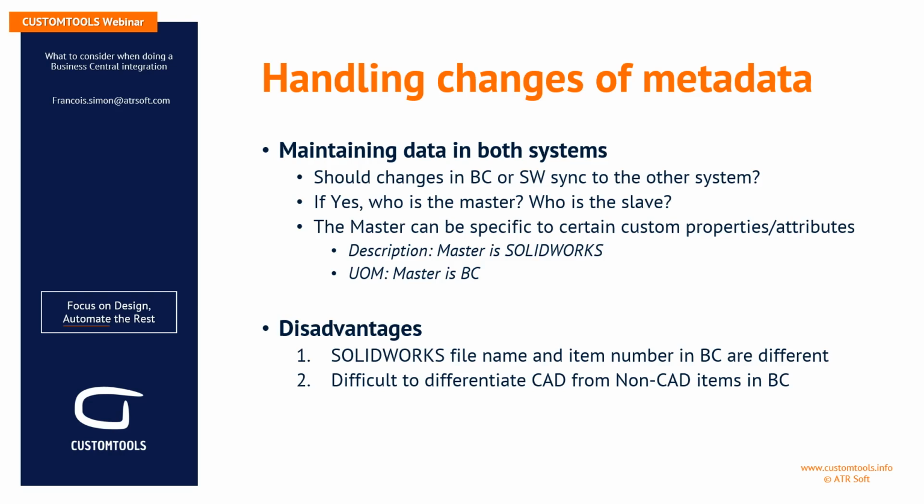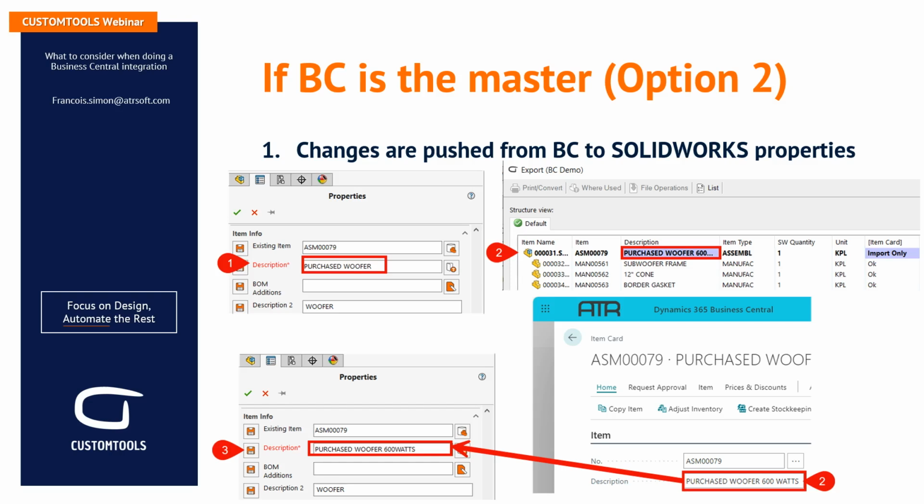Earlier, we discussed the concept of master and slave, and here we have a concrete example where this can be used. If a SOLIDWORKS model has a corresponding item in BC and the values for a specific attribute, for example the description, differ between the two systems, how should the integration handle that? We can define that for certain attributes, the master is Business Central, for instance, the unit of measure. And for others, like the description, the master will be SOLIDWORKS. The key is to stick to the defined rule consistently.